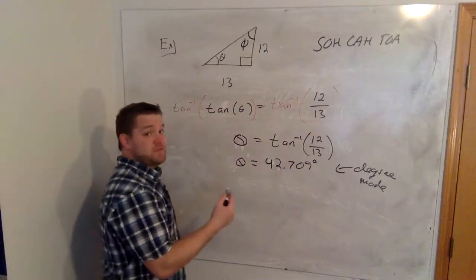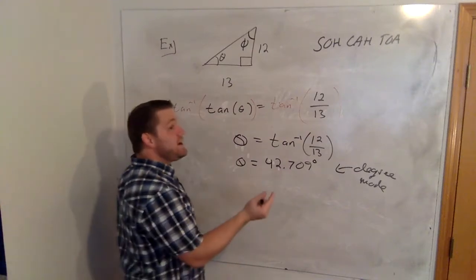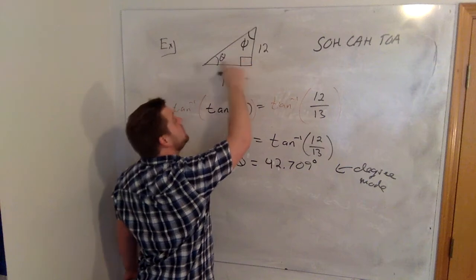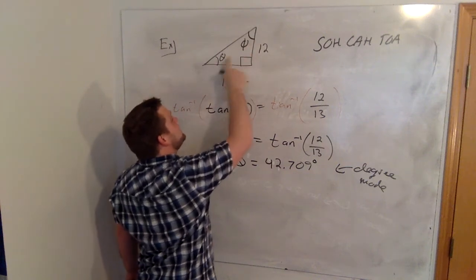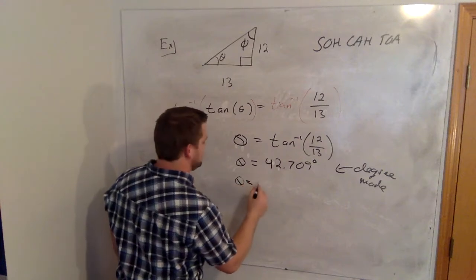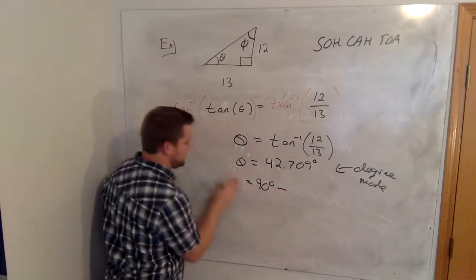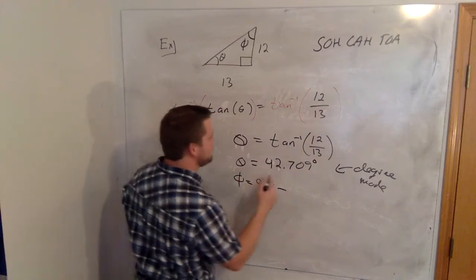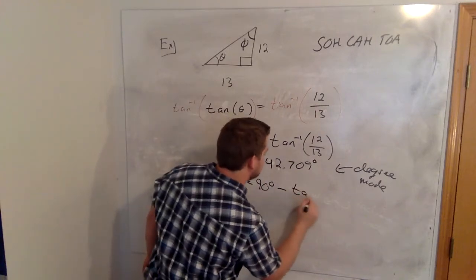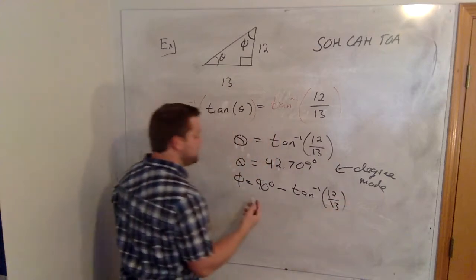Since the sum of the angles of a triangle adds to 180 degrees, and 90 of that is taken up by the right angle, these two angles must add to 90. So phi, the other angle, is 90 degrees minus the tan inverse of 12/13. Notice I was just being a little bit careful.